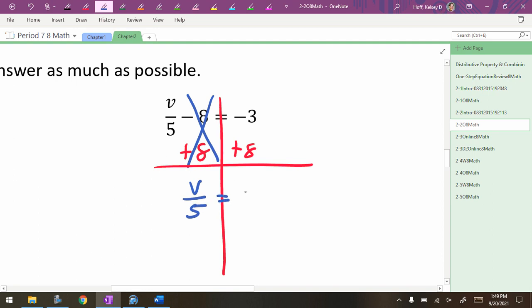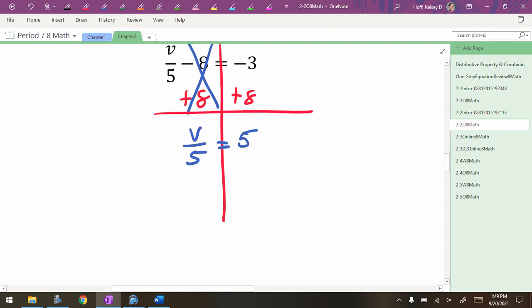Equals? Careful. Negative 3 plus 8. So we actually have to subtract those. So you end up with 5. Okay, nicely done. I haven't gotten you yet. Who can tell me what my next step is? I'll stick with you, Brant.